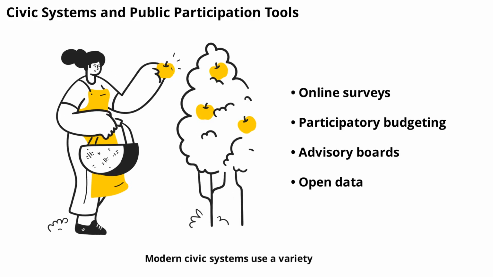Modern civic systems use a variety of tools to encourage public participation. These include online surveys, participatory budgeting, citizen advisory boards, and open data platforms. Such tools make it easier for people to share their opinions, influence decisions, and monitor government performance. By embracing new participation tools, civic systems become more inclusive and responsive.